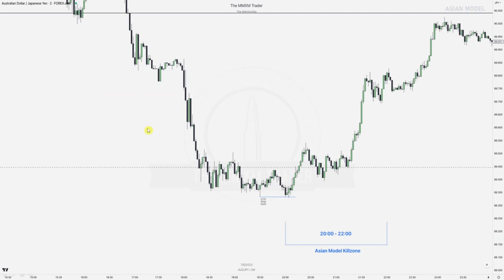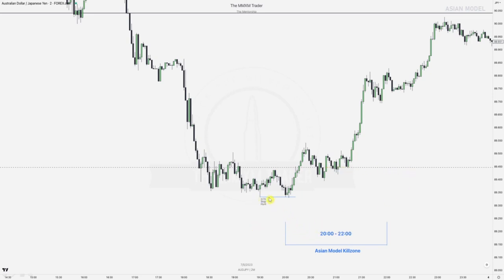So over here we're in that Australian dollar Japanese yen 2-minute chart, right? Not going into the 1-minute chart, we're going to go from 2 to 5 minute, and over here we'll wait for that Asian model kill zone time frame, right, at 8 p.m. to 10 p.m. Now we're in a CE of the daily fair value gap, right, that internal range liquidity. Over here is the CE line, the dotted line.